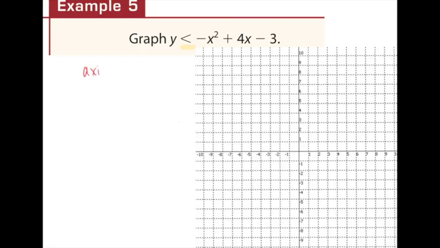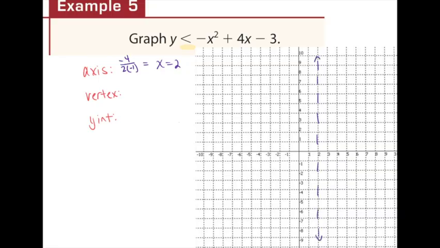I'm going to say I need my axis, I need my vertex, I need my y-intercept, and then I'm going to graph that parabola. All right, so the first thing I'm going to do is my axis. My axis is negative b, that's negative 4 over 2 times a. So negative 4 over negative 2, that's going to give me an axis of x equals 2. So on this graph, I'm going to draw my axis at positive 2, just like I would when I was graphing any parabola.